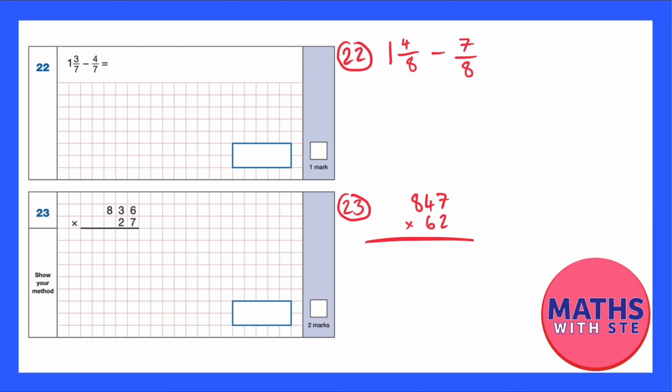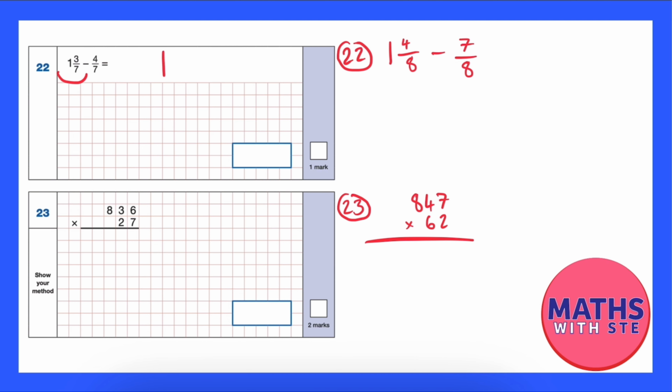Okay, so question 22 is 1 and 3 over 7 take away 4 over 7. Now, what you can do here to make it easy for yourself is make this first fraction, that you have, that 1 there, what we call a mixed number fraction, and make that an improper fraction. I'm going to show you how.